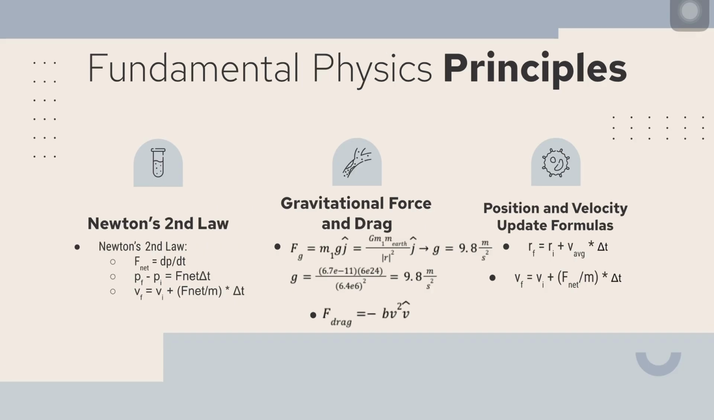We use Newton's second law, which states that the net force is equal to the change in momentum over the change in time, which can further be reduced to the velocity update formula. And then we also used the idea of the force of gravity near Earth's surface is equal to the mass of the ball falling times g, or 9.8 meters per second squared. And then we used the idea of the drag force, which is equal to -1 times the proportionality constant times velocity squared, acting in the opposite direction of motion. And then we also use the position and velocity update formulas, which were used in the computational models to update the ball's position and velocity as it fell.